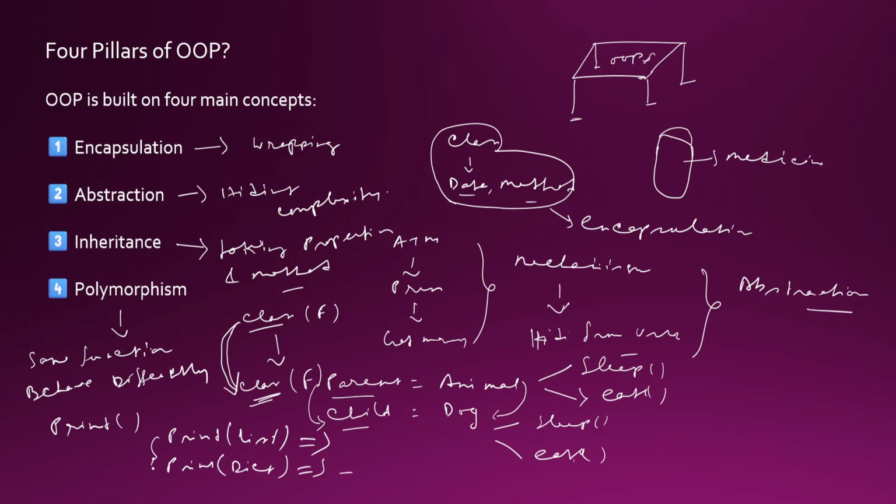That means in both cases my function is the same, but it is behaving differently in case of different types of data types, right? That means my function is same, but its behavior is different in different cases. Okay, this is called polymorphism. Same function but behave differently. Okay. So this is the brief introduction about these 4 pillars. Now let's dive deep into each of them one by one.